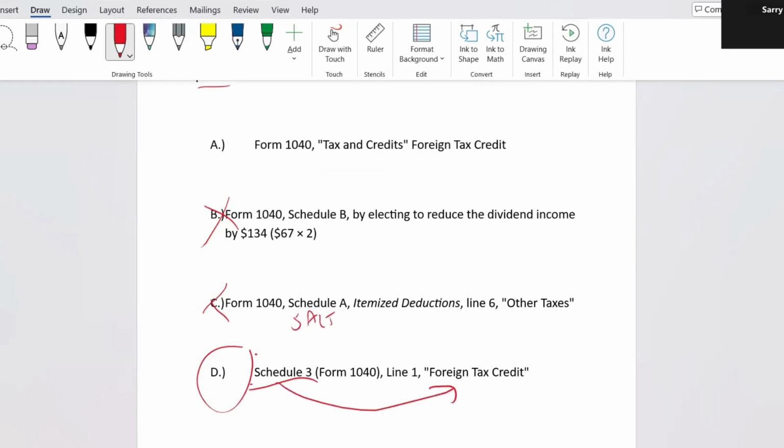There are other credits that you'll see on Form 1040, but actually, the Schedule 3 foreign tax credits flow through to 1040. But the question is asking you, where do you put foreign tax credit? On which form? You don't put it on 1040. It flows to 1040.